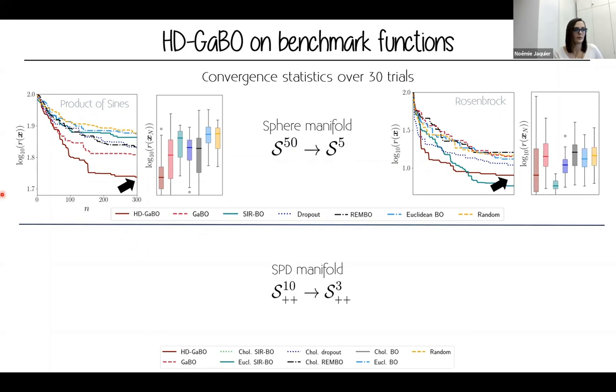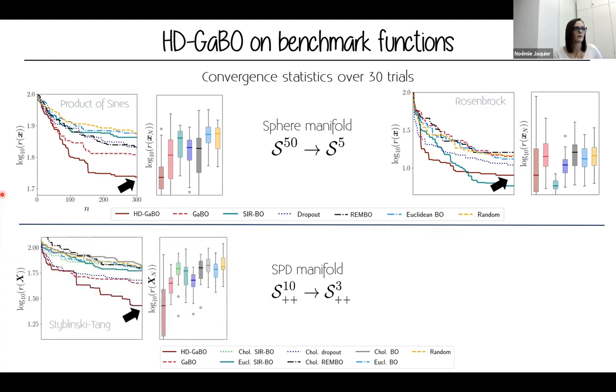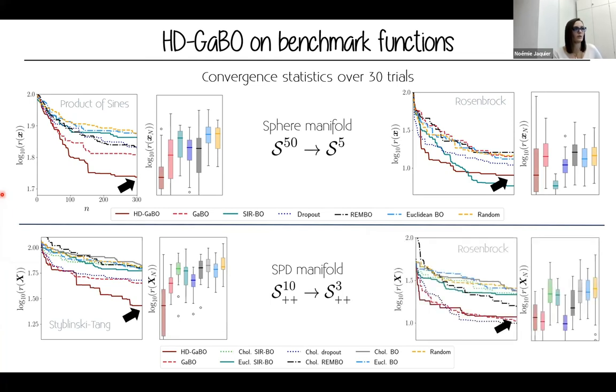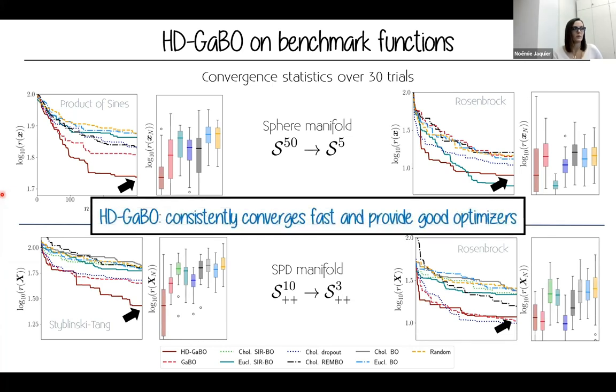The same for the SPD manifolds. So here, the SPD manifold of dimension 10 is actually 55 parameters to optimize, and we go to a space with SPD of dimension 3, which is only 6 parameters to optimize. And you can see again that here we have a good performance for the HD-GaBO approach in both cases. So HD-GaBO basically consistently converges fast and provides good optimizers for all the functions, even if sometimes it is outperformed by some other approaches.